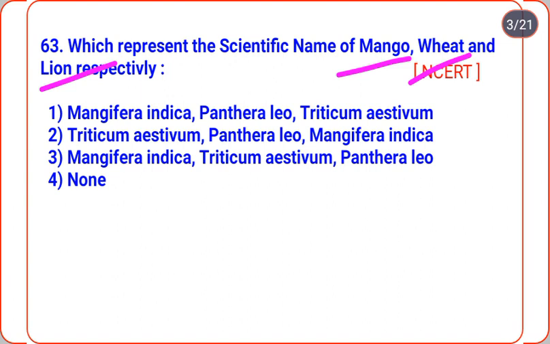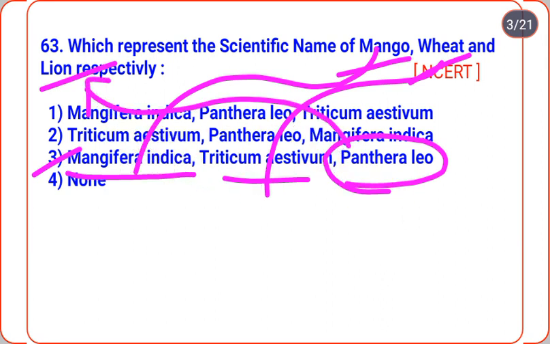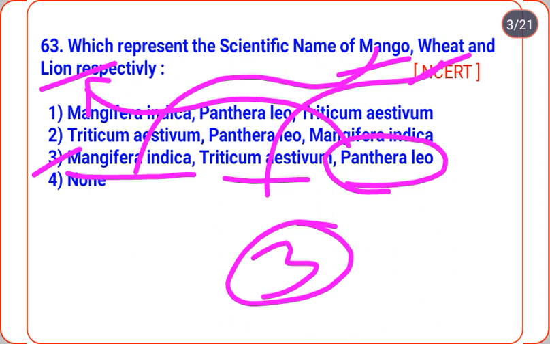So in this type of question, we first remember our correct answer. For the mango, scientific name is Mangifera indica. Triticum aestivum for wheat. And for lion, Panthera leo. So option C, option 3, it is matched with ours. So Mangifera indica for mango, Triticum aestivum for wheat, Panthera leo for lion. Okay, so our option 3 is our correct answer. Remember it, very very important and very easy.